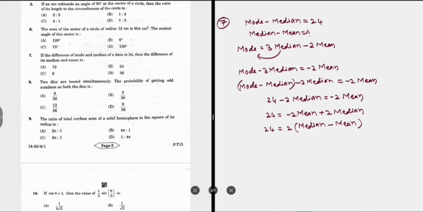Now transpose 2 to that side. Therefore we get median minus mean is equal to 24 by 2, which is 12. So the final answer: median minus mean is equal to 12. Option A. Question number 7, option A is correct. Now let's see the next question.